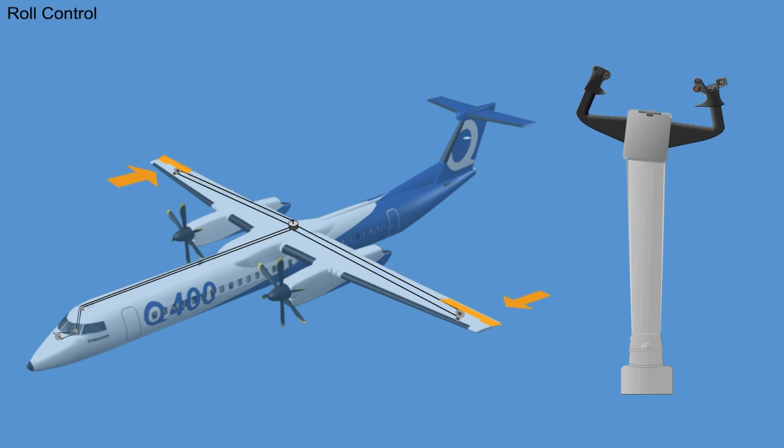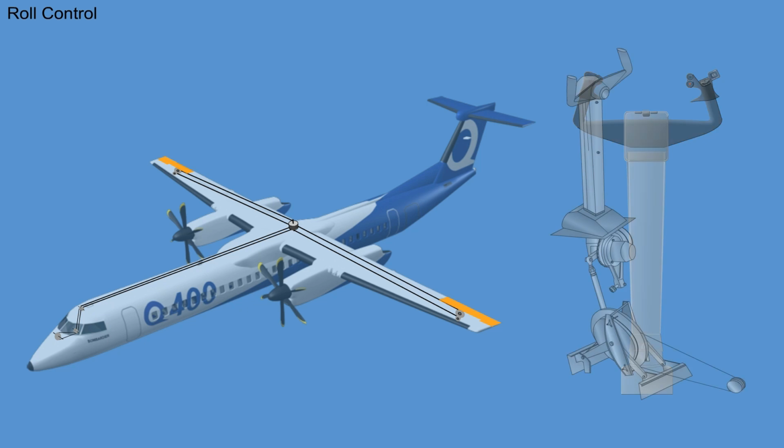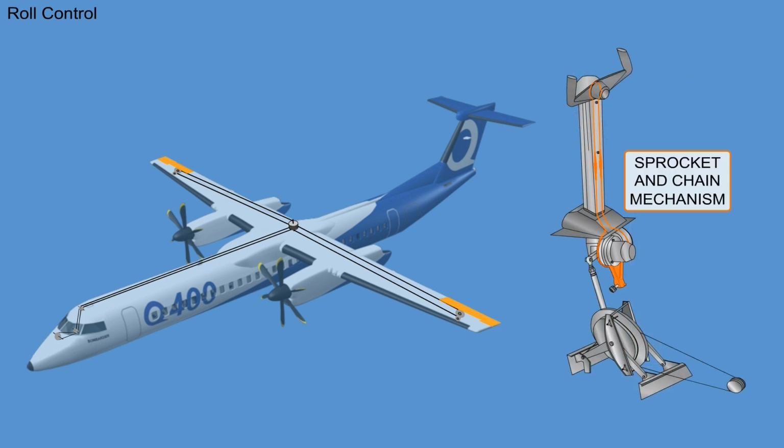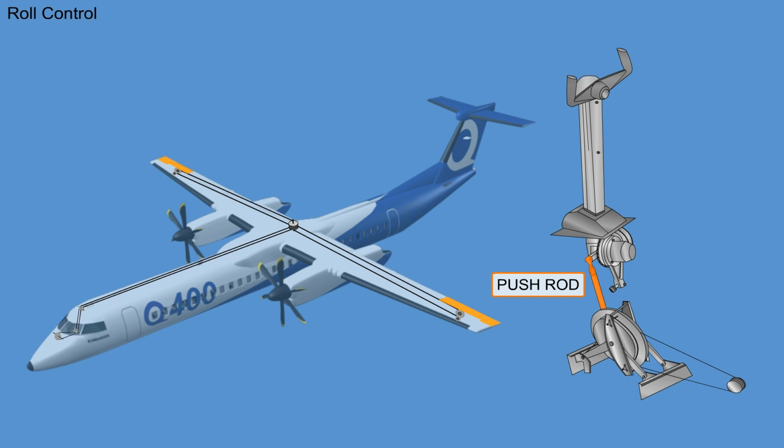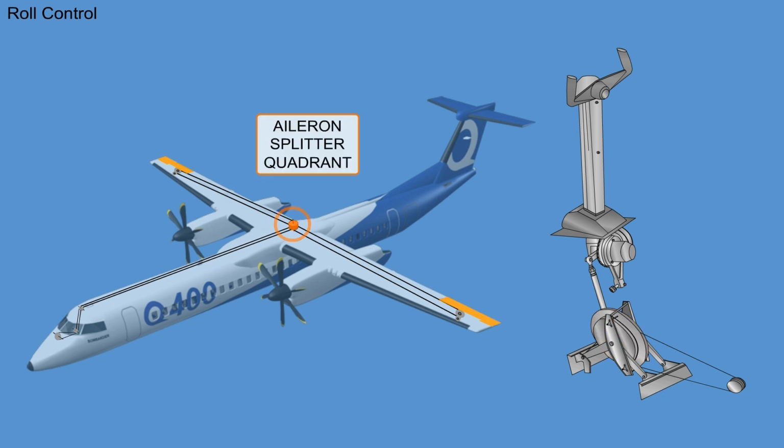Rotary movement of the control wheel is transmitted using a sprocket and chain mechanism to the base of the control column. A lever transmits the movement via a push rod to the aileron quadrant underneath the flight compartment floor. The aileron autopilot is also connected to this quadrant. The aileron quadrant transmits the input to the aileron splitter quadrant.